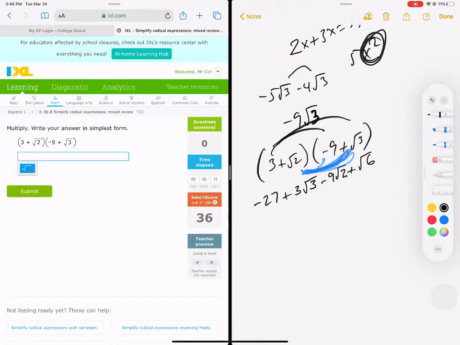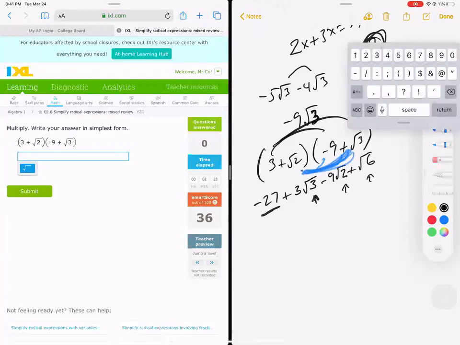And let's see, do we have any like terms? Negative 27? Nope, because everyone else has a square root. This one's a square root of 3. Does that look like a square root of 2? Does that look like a square root of 6? Nope. No one has any similar square roots. So that's actually your answer.